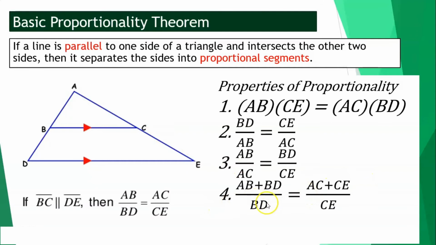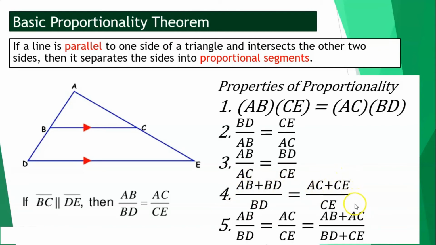Okay, next. That's adding the denominator. So AB plus BD over BD is the same as AC plus CE over CE. Given this ratio or proportion, we can simply add the numerators or simply add the denominators. So let's have an example.